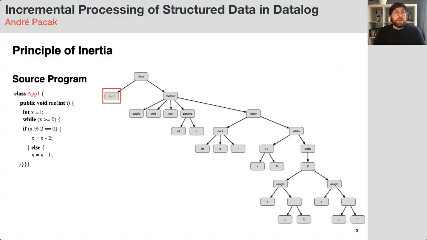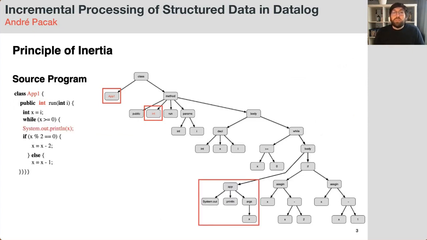What about changing the return type of the method run from void to int? Again, only the syntax node containing the return type of the method will change. Or what if we introduce a new statement into the body of the while loop? The constructed AST now contains a new subtree that represents the statement, but everything else remains the same. So, small changes of the source program result in small changes of the constructed AST. So, parsing follows the principle of inertia.